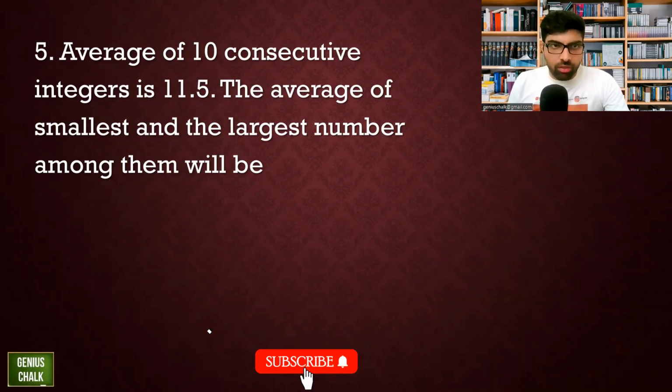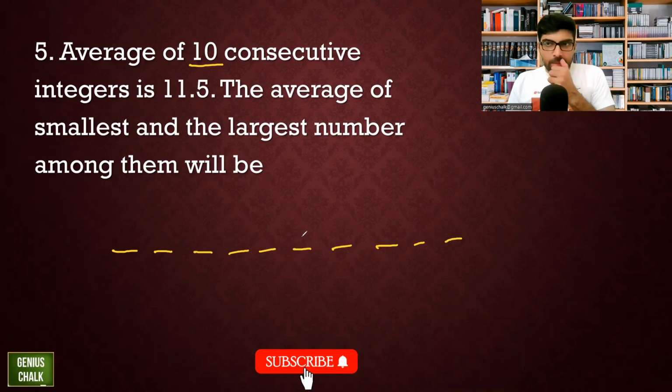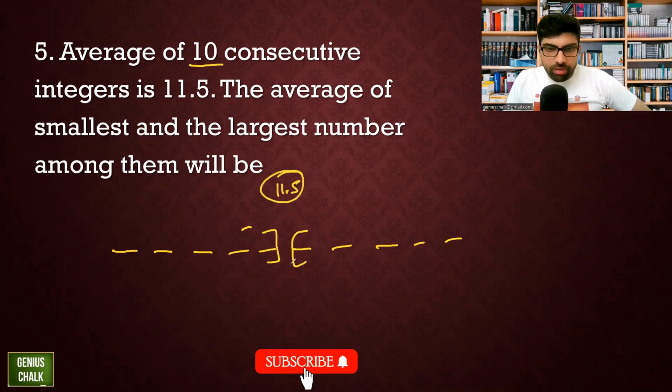The average of 10 consecutive integers is this. 10 means 1, 2, 3, 4, 5, 6, 7, 8, 9, 10. In the exam, the answer is directly 11.5 only, because we know that for 10 numbers, 5 numbers I will leave this side, 5 numbers I will leave this side. The middle one, 11.5, is this one. So what is the integer value less than this? It is 11. The integer value more than this, 12.